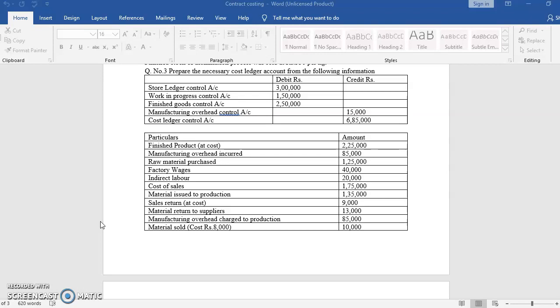So where are we going to record this? From which ledger is it going? Work in progress. And where is it going? Finished goods. So write down on the credit side of work in progress control account by finished goods control account 2,25,000. Once again I am repeating, on the credit side of work in progress account by finished goods control account 2,25,000.